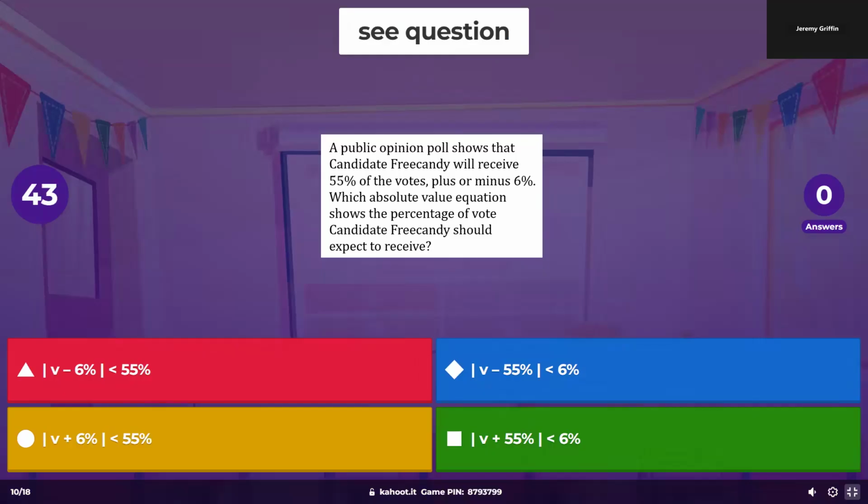A public opinion poll shows candidate Free Candy will receive 55% of the votes, plus or minus 6%. Which absolute value equation shows the percentage of votes he should expect to receive? Give you a hint, you could throw in some trial numbers. For example, I think 60% is within that range. I like 85%. It's actually a lot.